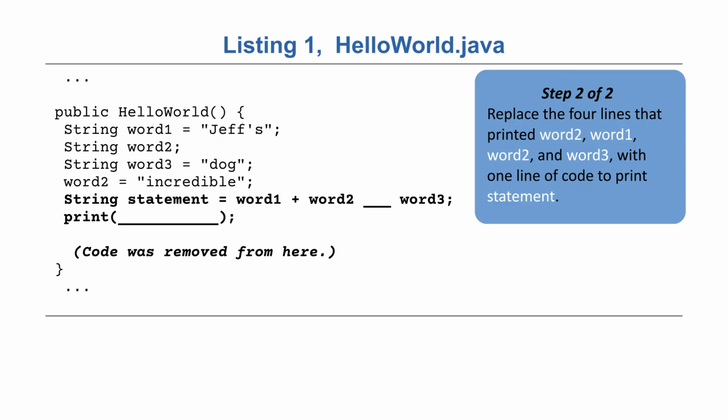Step 2. Replace the 4 lines that printed word 2, word 1, word 2, and word 3 with one line of code to print statement. Run it. What happened? It should have printed the 3 words on one line, but there is no space between the words.